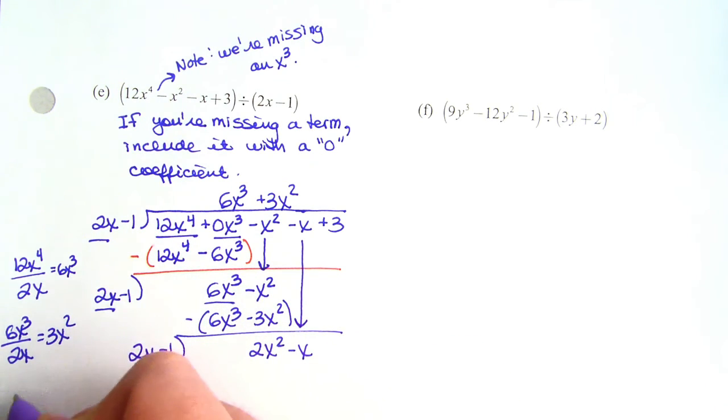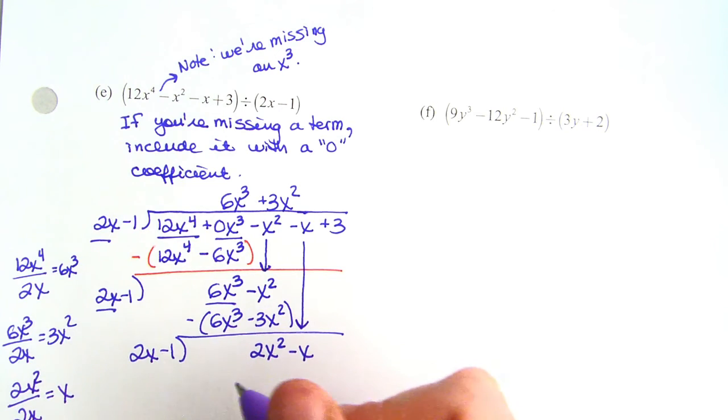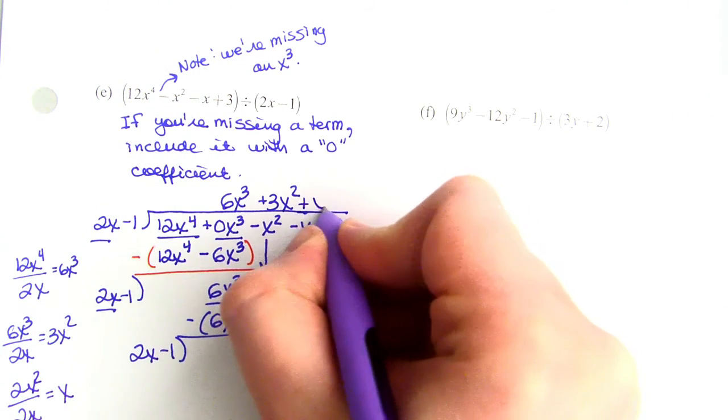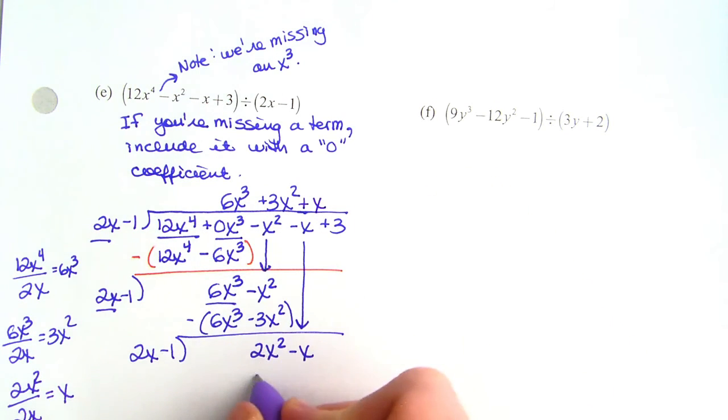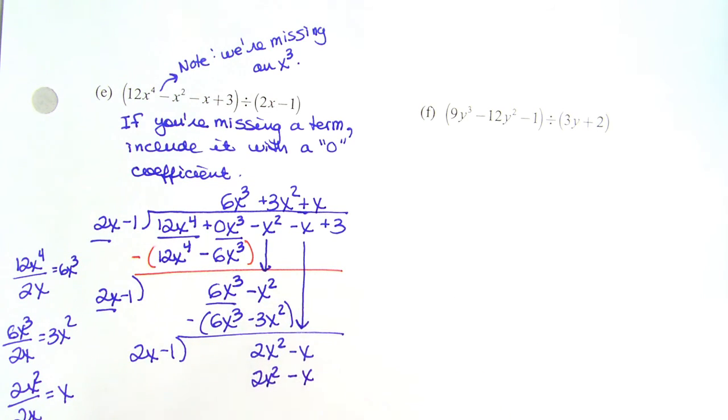So I'm going to divide. 2x squared divided by 2x gives me x. Let's see, I'll put an x up top. X times 2x is 2x squared. X times minus 1 is minus x. Parentheses, subtract, oh. Yeah, so here's that kind of strange thing that I told you was going to happen. Gone. These are also gone.